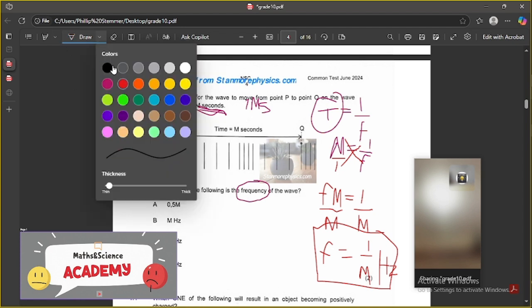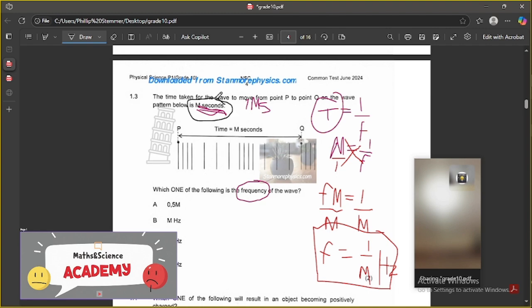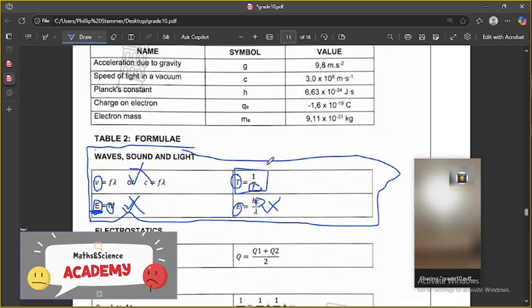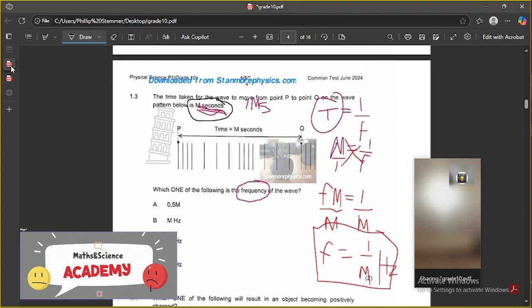Option B is the correct answer for this question. Remember, look at what's given. We're given the period, and then we're looking for f.